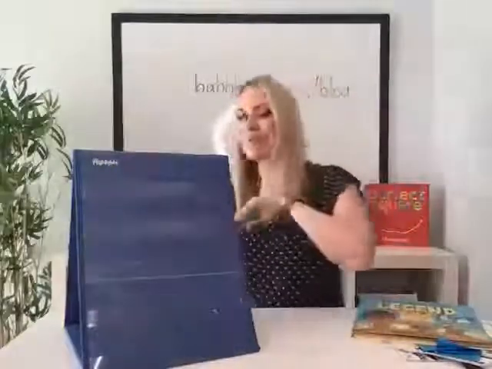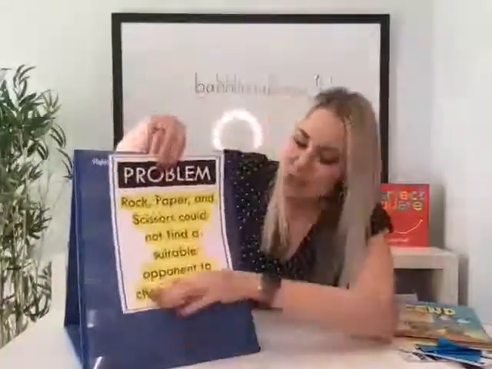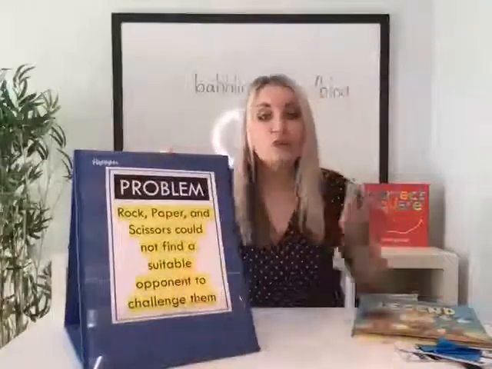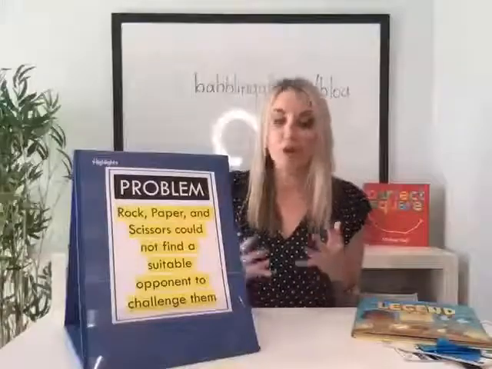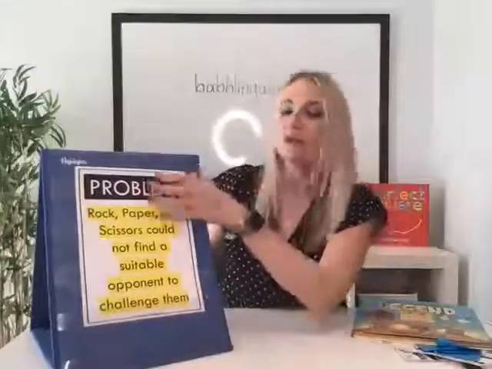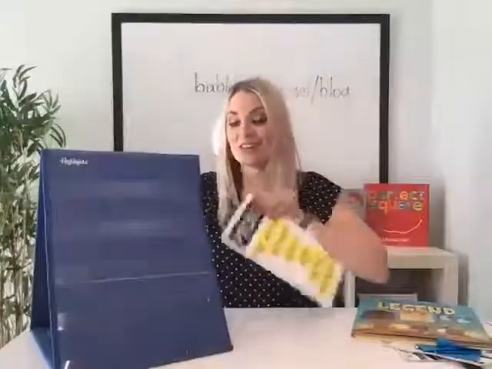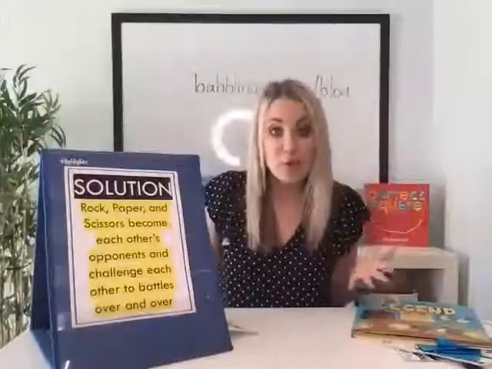And then I am going to pull up what I believe that the problem was. And I think that you all will agree. Rock, paper, and scissors could not find a suitable opponent to challenge them. Make sure y'all can see that Instagram. All right. And what was the solution? The solution was that rock, paper, and scissors became each other's opponents, and they continued to battle each other over and over and over.